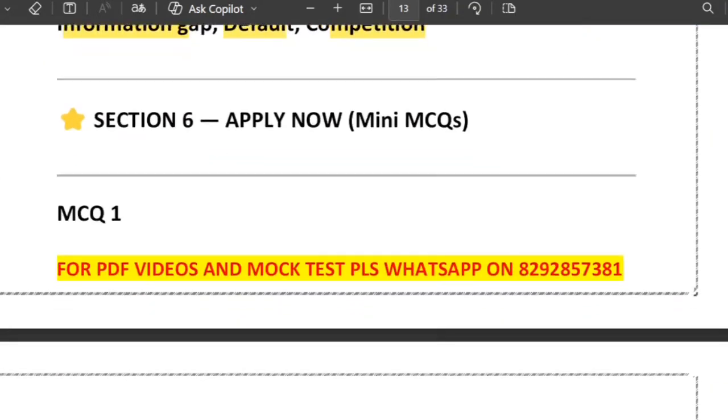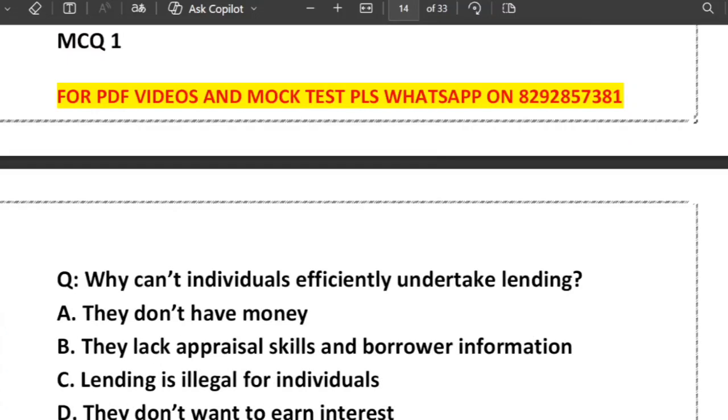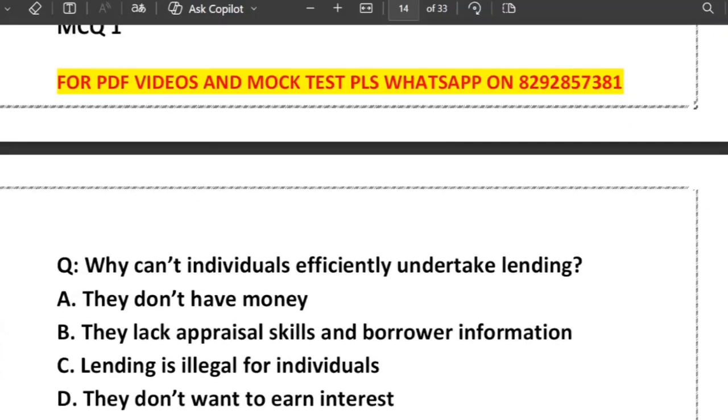So let's do some MCQs based on the concepts we have discussed. The first question is, why can't individuals efficiently undertake lending? Option A, they don't have money. Option B, they lack appraisal skill and borrower information. Option C, lending is illegal for individuals. Option D, they don't want to earn interest. What do you think? Basically, individuals can't efficiently undertake lending because they lack appraisal skill and borrower information. Because of these 2 reasons, individuals can't lend efficiently. Option B is the correct one.